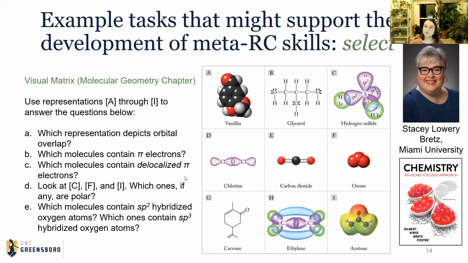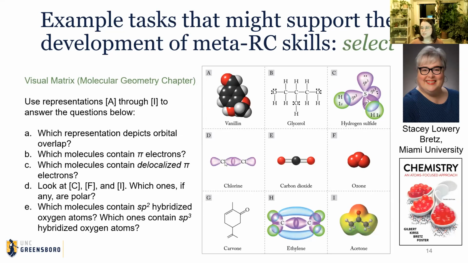they have this visual matrix, and all kinds of representations are in this visual matrix, and students are told to examine these representations and answer a set of questions. An example question here: which representations depict orbital overlap, or which molecules contain delocalized pi electrons? So students have to carefully attend to every single representation and think about which representations clearly communicate these ideas and which do not, and which ones they would select to answer these questions and which they will not.